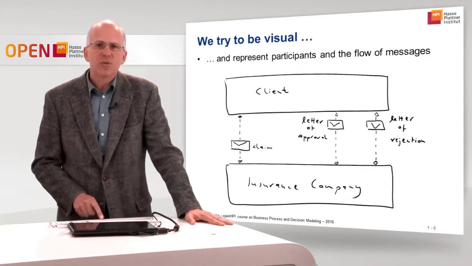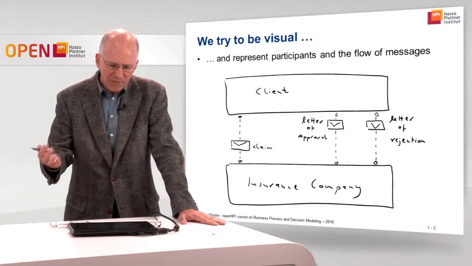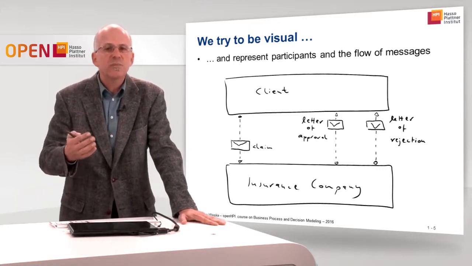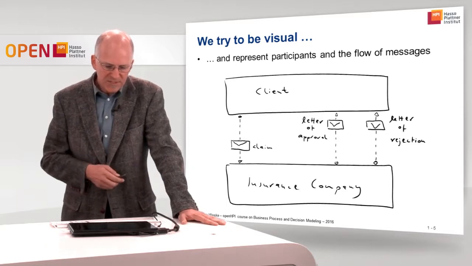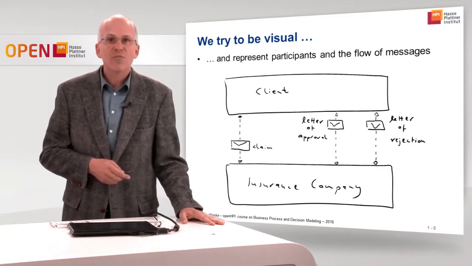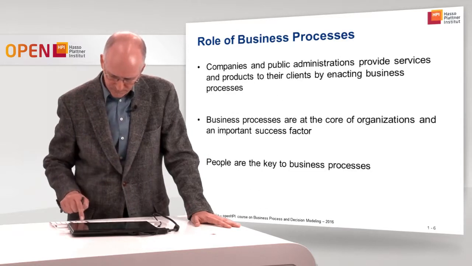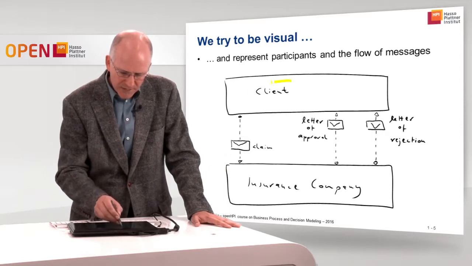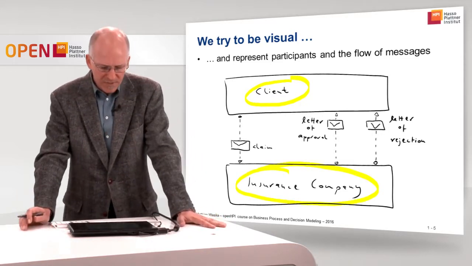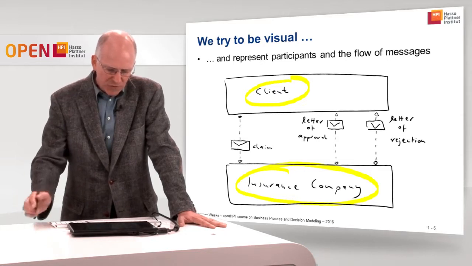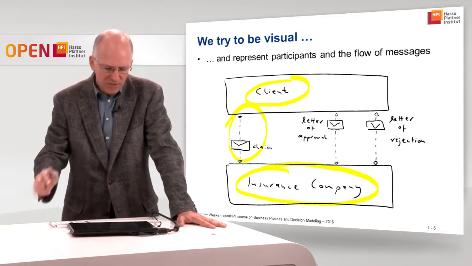We always try to be very visual. So we try to use, let's say, graphics to specify what are the parts of business process, what are the players in business processes, how do the players interact. And in this first example, we represent participants and the flow of messages between the participants. So in the insurance example, we have the client. We have the client that is represented by this upper box, and we have the insurance company represented by this box in the lower part of the slide. And we also have a message flow between them. So we see here that there is a flow of a message from the client to the insurance company.